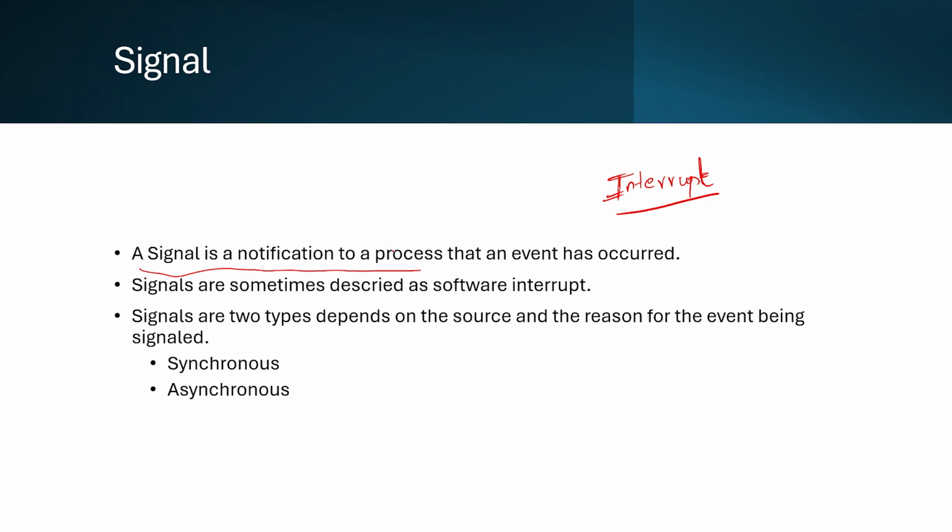A signal is a notification to a process, meaning the process will get a notification. When an event has occurred, at that time the process will get a notification. That notification we can call a signal, because we are disturbing the flow of the process, right? So that is called an interrupt. See the second line: signals are sometimes described as a software interrupt also.